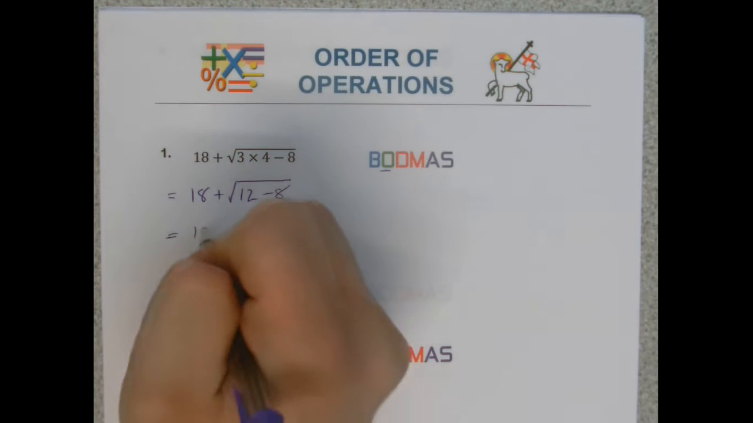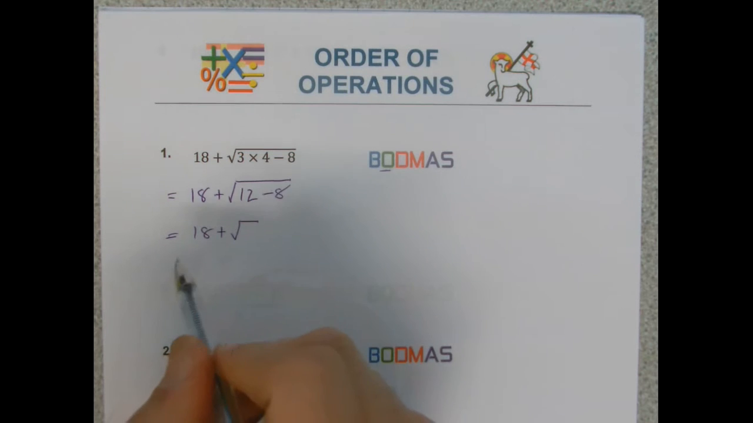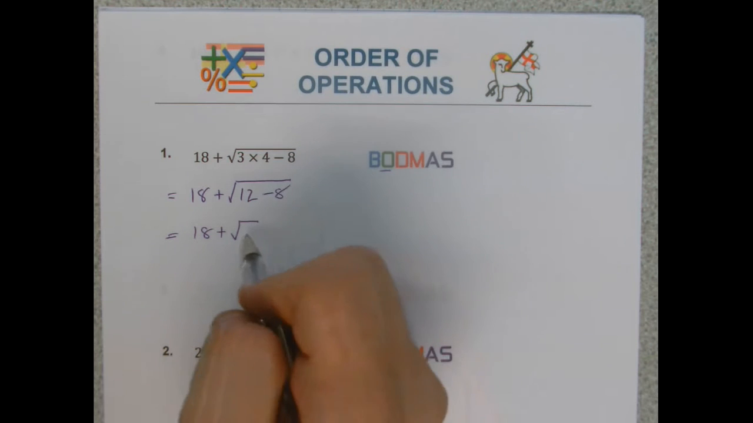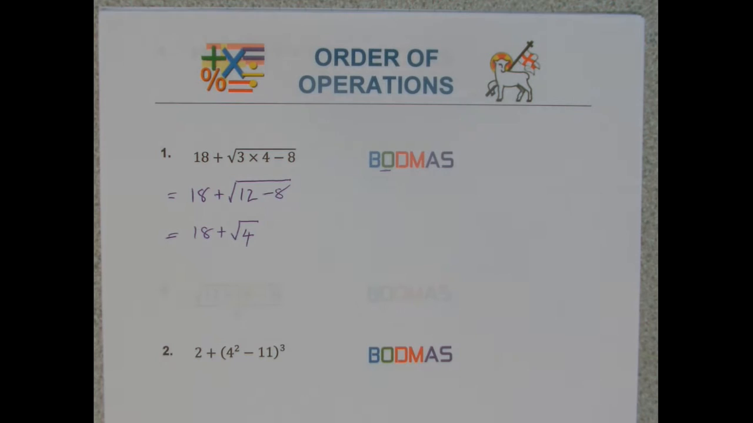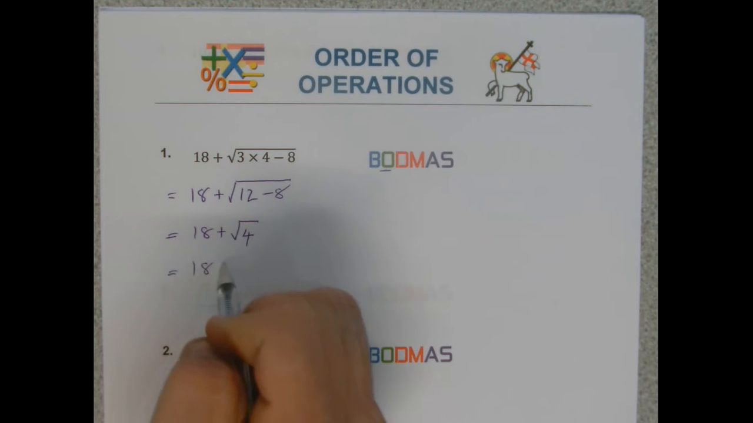Second line then, I'll have 18 plus. Now I can work out in that square root then, 12 take away 8 is 4. Okay, so I can work that out. Now I'm at a stage where I can actually square root now. I can actually do what I want to do, this working out the square root before I add onto the 18. Square root of 4, of course, is 2, right?